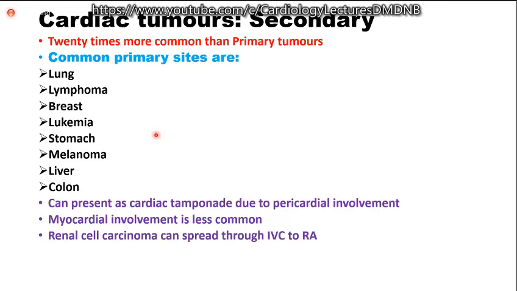The secondary cardiac tumors, you should always think of a primary site. It's in lungs, lymphoma, breast, leukemia, stomach, melanoma, liver, and colon. These are the sites from which the tumors can reach the heart. Most of these patients present as cardiac tamponade, where it has metastasized into the pericardium, and there is an acute pericardial effusion.